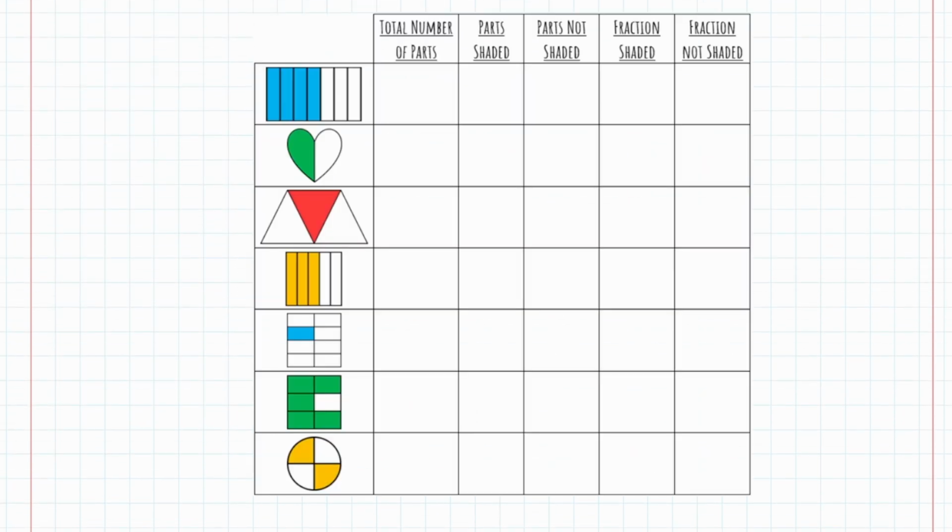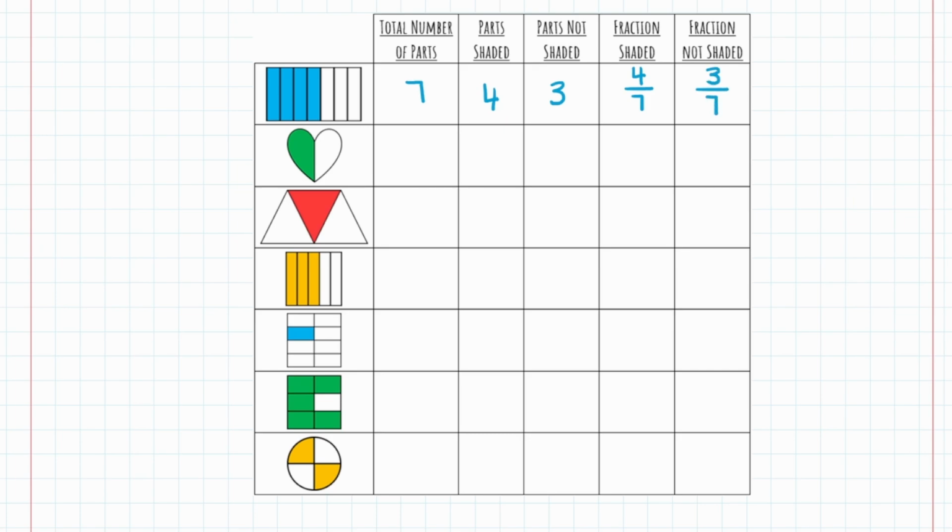Pause the video and try to answer this table on your own. Let's see how you did. For our first shape, the total number of parts is 7. We have shaded in 4 parts and 3 parts have not been shaded. So the fraction shaded is 4/7, and the fraction not shaded is 3/7.